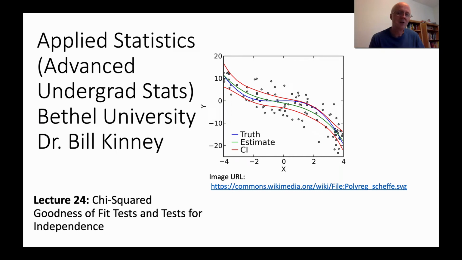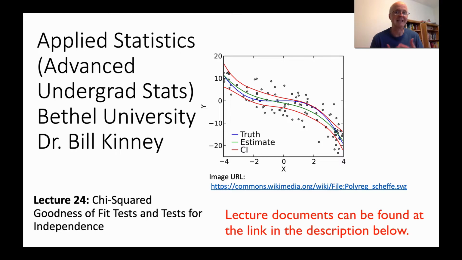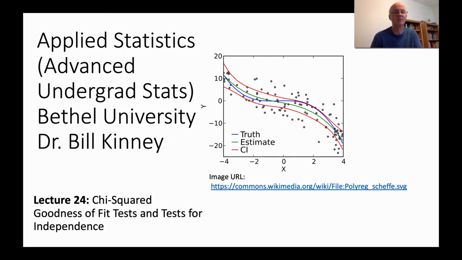Hello. Lecture 24 of Applied Statistics finally moves on from the difficulties and the intricacies of regression and multiple regression to something that's actually easier, chi-squared goodness of fit tests, and also chi-squared tests for independence. For my students at Bethel, we're in this book. We're moving on to chapter 15 of the book from chapter 12, so we're skipping some chapters.